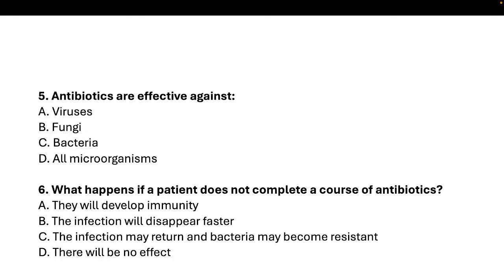Antibiotics are effective against viruses, fungi, bacteria, or all microorganisms. So again, this is a very straightforward question. So antibiotics work against bacteria.